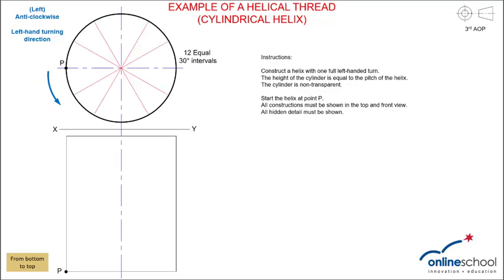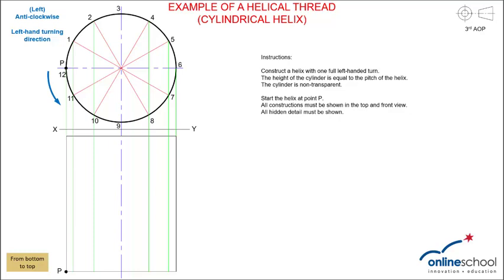and we make use of our 30 and 60 degree set squares to divide our circle into 12 equal segments through the center of the circle. Then we will label all of the segments from point P, which will be 0 and 12, and we will work now in the opposite direction as that of the turn, because as mentioned we are moving from the bottom to the top, and therefore we will number in a clockwise direction while the turn of our helix is in an anti-clockwise direction.